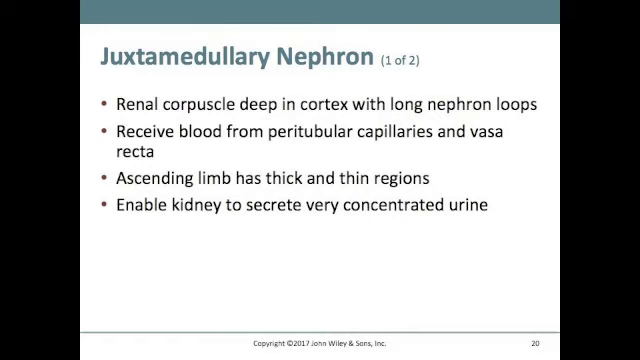Long nephron loops receive their blood supply from the peritubular capillaries and from the vasa recta that arise from the efferent glomerular arteriole. In addition, the ascending limb of the nephron loop of the juxtamedullary nephrons consists of two portions, a thin ascending limb followed by a thick ascending limb. These nephrons enable the kidney to secrete very concentrated urine.